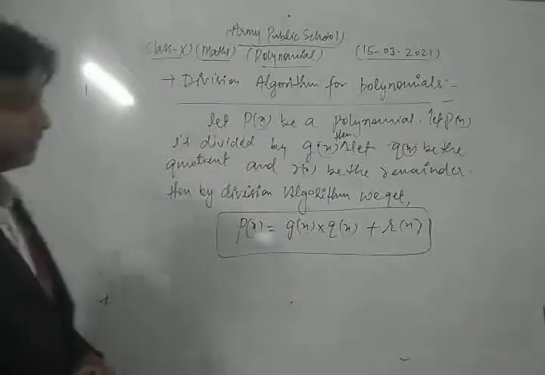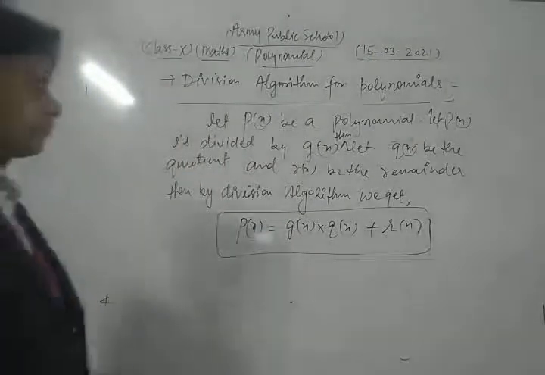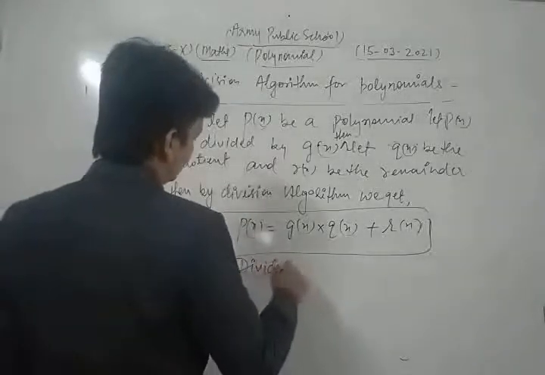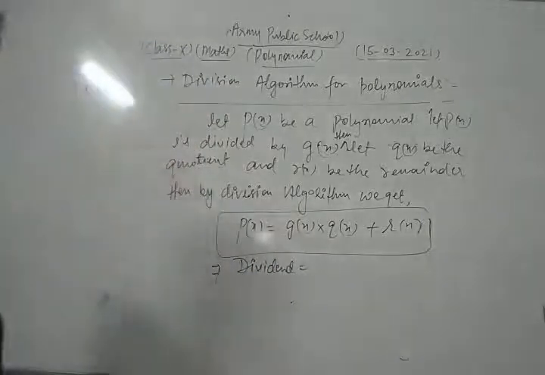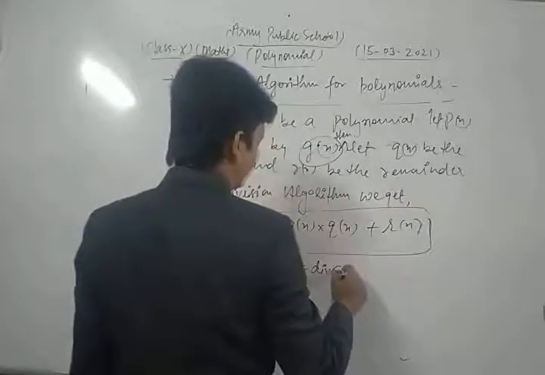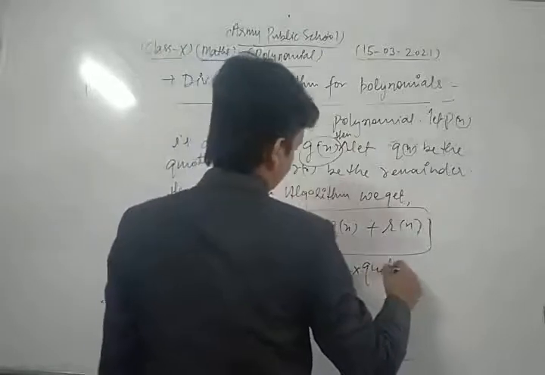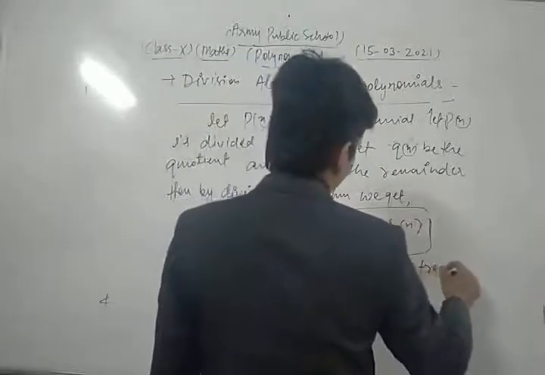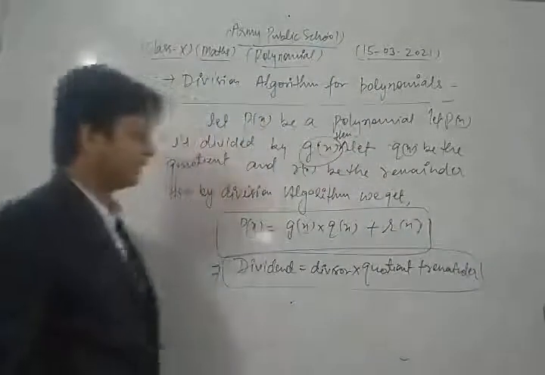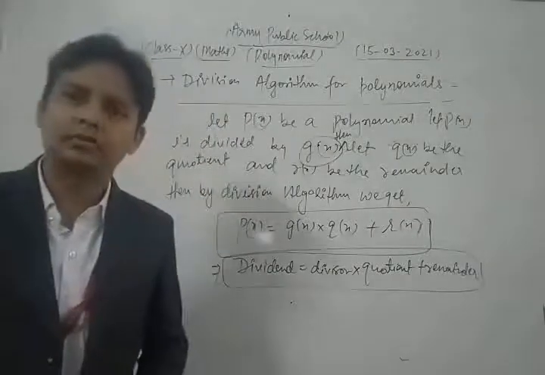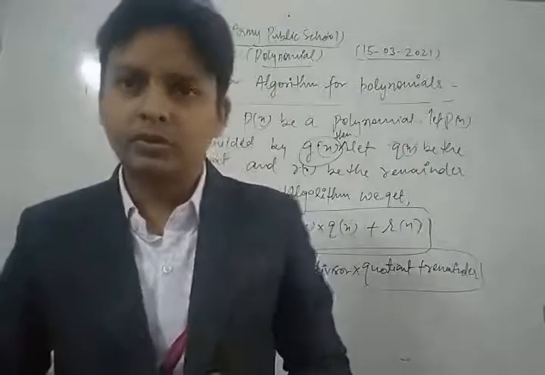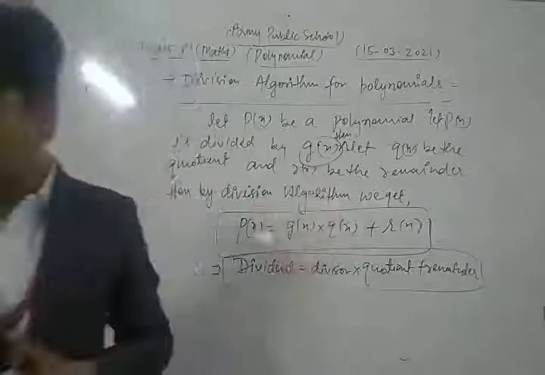Here, dear friends, p(x) is what? The dividend. We also write it as dividend. And g(x) is the divisor. So p(x) is divided by g(x). So g(x) is the divisor, into this is what? The quotient, and plus this is what? The remainder. So this is a very important relationship between them, and that is called the division algorithm for polynomials. This is one of the most important topics of your syllabus, so please concentrate on that topic.